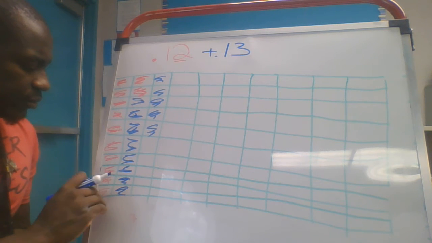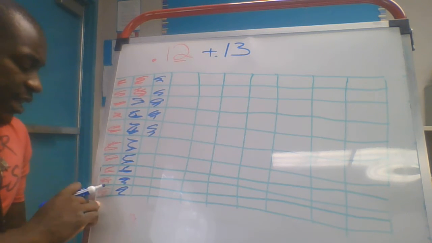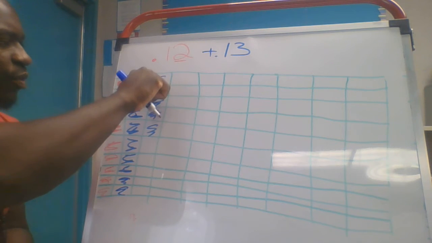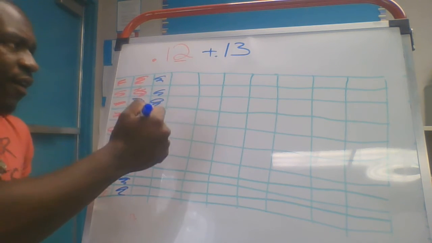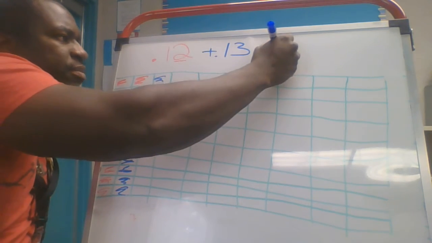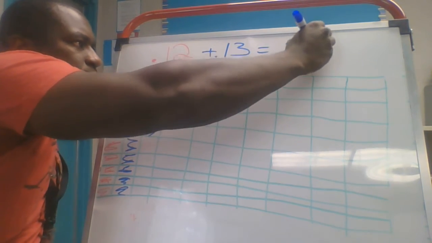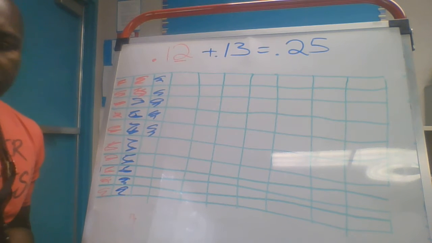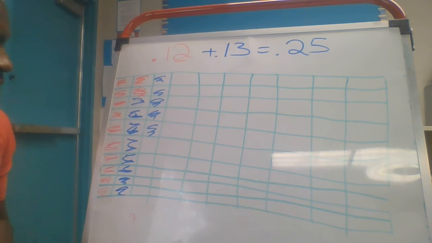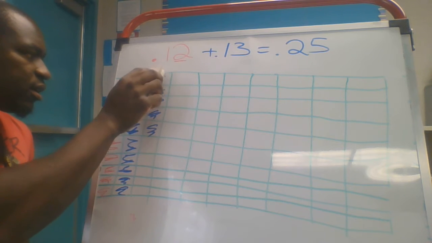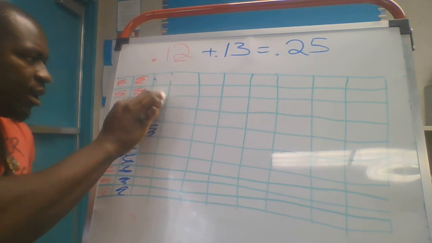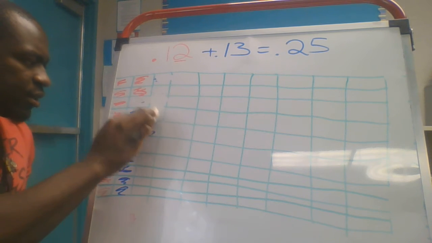10, 20, 21, 22, 23, 24, 25. Don't forget your decimal. And there you are. You are good to go. Now, you see this here. Give me 1 second. I'm trying to erase some of this without destroying the lines completely.